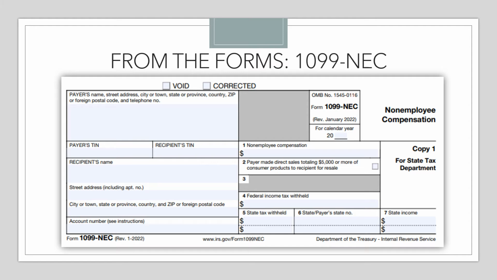Now, it's important to note that not all taxpayers who have non-employee compensation will necessarily receive this form. Organizations are required to use this form if the self-employed individual was paid more than $600, but if they were paid less than $600, they still need to report that income on their return, but they won't necessarily have this form.